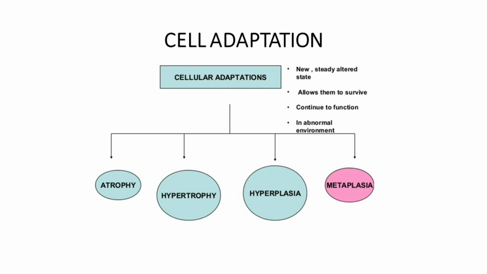Cell adaptation. It is a very essential process for the cell to adjust to a new environment and changing physical and chemical state. It provides a steady altered state to the cell for surviving, and continuing cell growth and function in the abnormal environment. It is of 4 types: atrophy, hypertrophy, hyperplasia, and metaplasia.